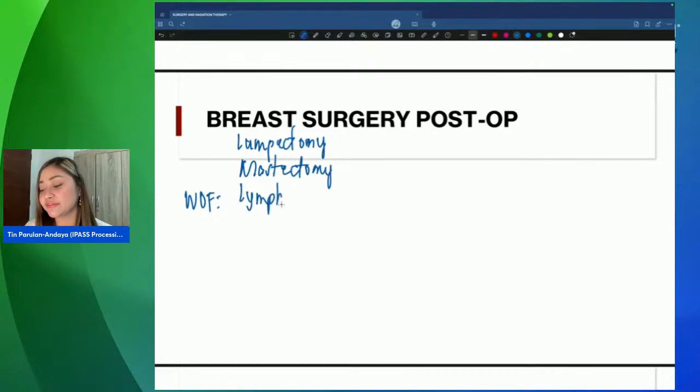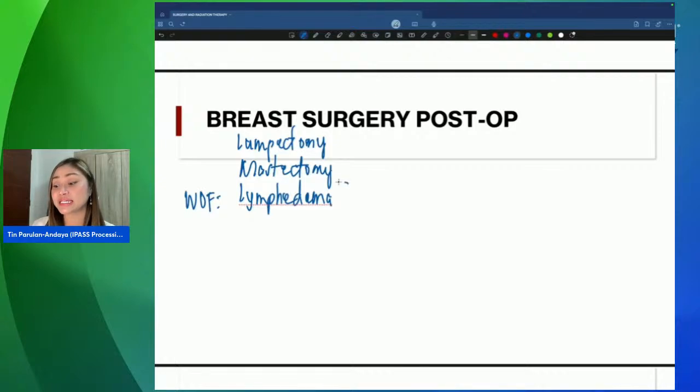When we talk about lymphedema, that's swelling in the arm. What's the cause of lymphedema? Due to lymph node removal or disruption. Very good. So, how are we going to prevent lymphedema?